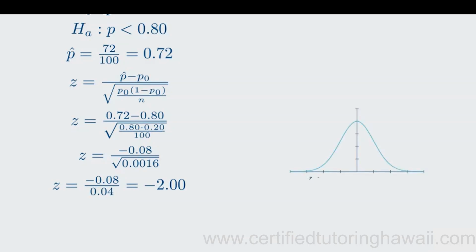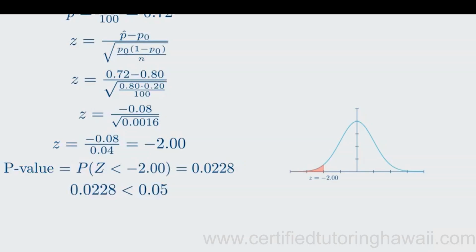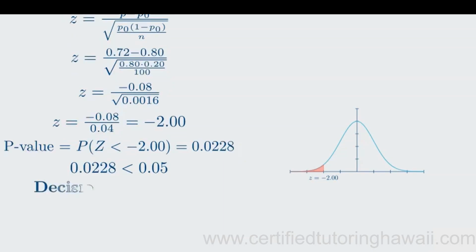Since our alternative is less than, our p-value is the area to the left of z equals negative 2. Using a standard normal table or technology, we find this area. Now, we compare our p-value of 0.0228 to our alpha of 0.05. Since 0.0228 is less than 0.05, we reject the null hypothesis.